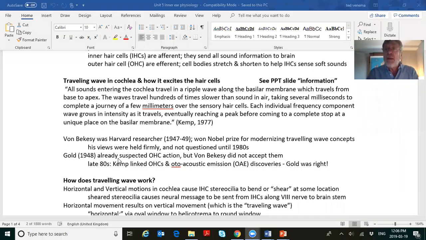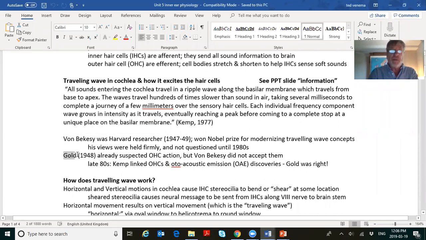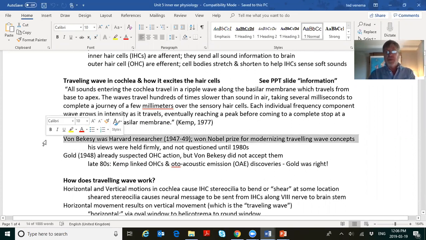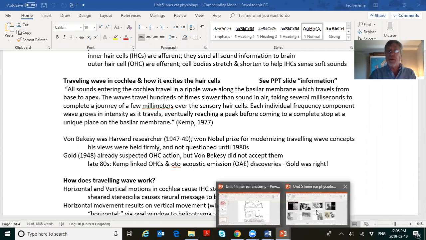Let's look at some names here. You got Kemp, you got a guy named von Bekesi, and you got a guy by the last name of Gold. Okay? Von Bekesi was a Harvard researcher. Let's go to the PowerPoint for this particular unit.